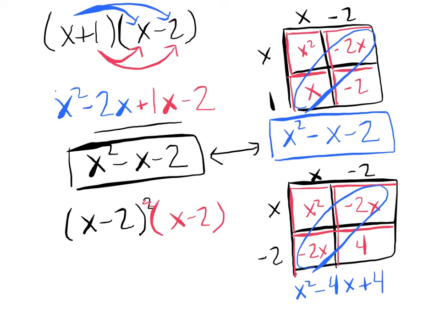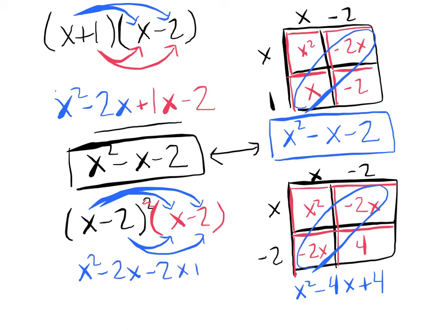Same thing would be true if we used our double distribution from the beginning. We could just say x squared minus 2x minus 2x plus 4. After you combine your like terms, you're going to end up with the exact same answer you did with the area model. x squared minus 4x plus 4.